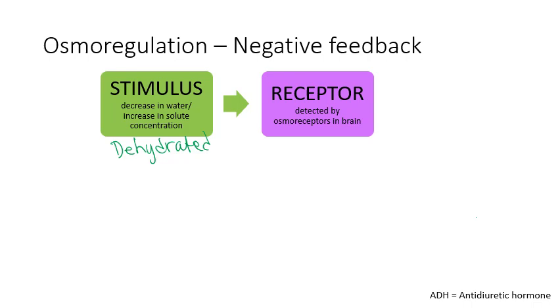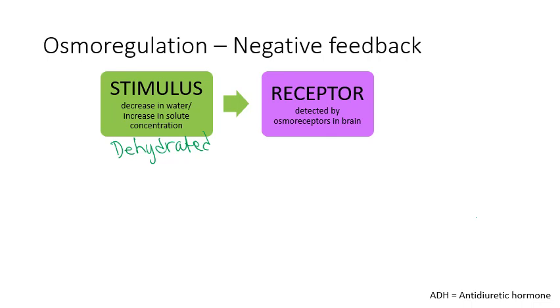So there are receptors in your body, all throughout your body, but in particular near your brain, called osmoreceptors. Osmo referring to water, so these receptors, their specific job is to detect the level of water within your body. So that's a receptor that's responsible in this particular stimulus response model.